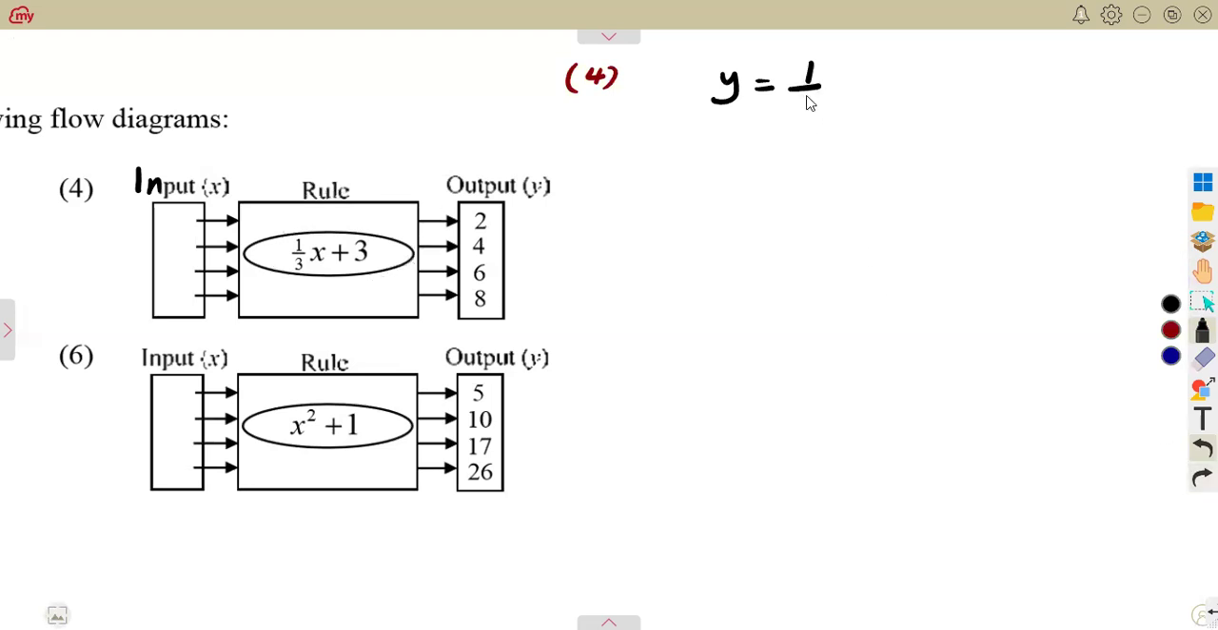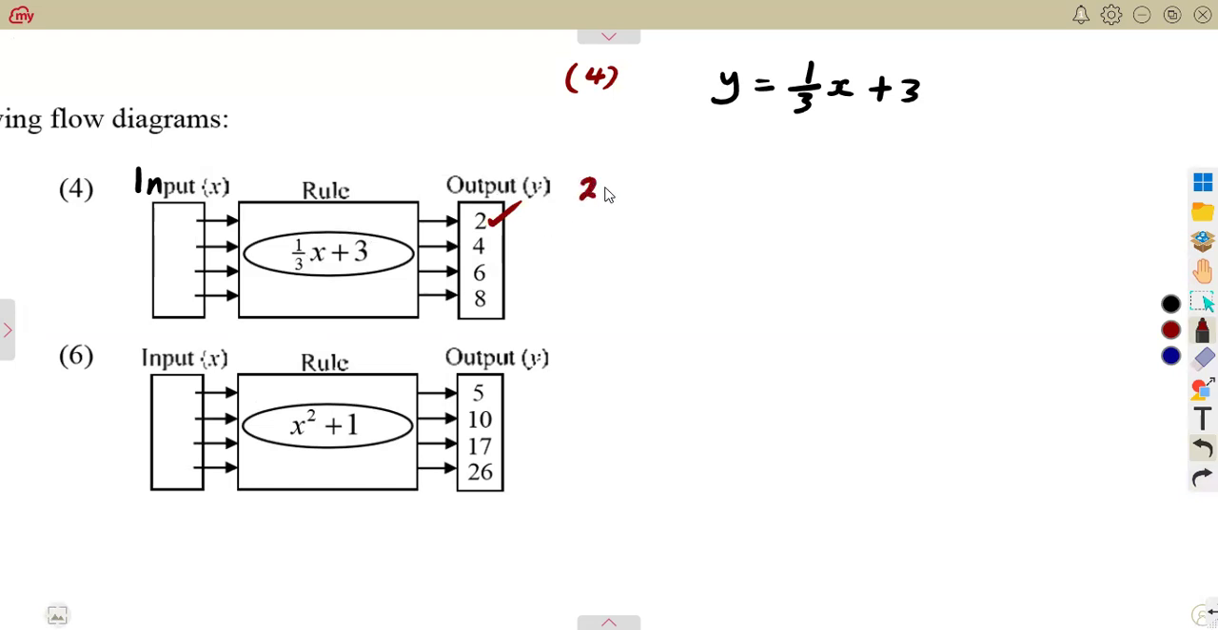So that is equal to 1 over 3x plus 3. That is Y written in terms of X. So whatever value you have here, if you substitute it here, you must obtain these corresponding values. So it is up to you. Like I said, you can solve it as an equation because you have got the Y value, which in this case, let's start with 2. If Y is 2, you can substitute.